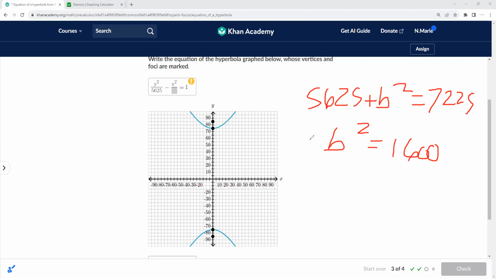Square root both sides. And you get your other vertices there, or your other part of the formula. You can actually just leave that squared, right? No need to square root it because you're going to put just the 1600 there anyways.